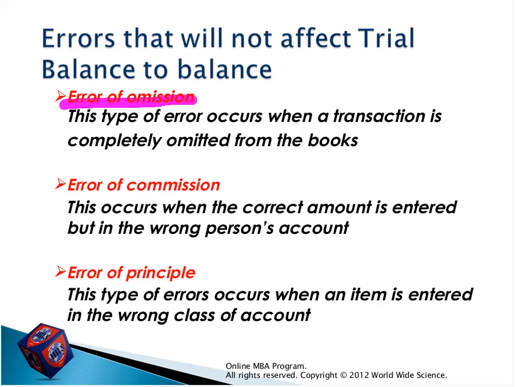Next one is the error of commission. This occurs when the correct amount is entered, but in the wrong person's account. This could also happen, that we enter a correct amount on the right side, but in a different person's account. Like I have paid the bill for electricity, but in my transaction I show that I paid not electricity, but water. This is just a mistake as well.